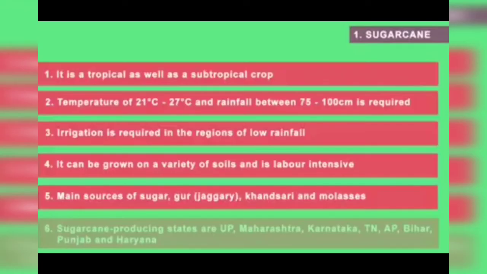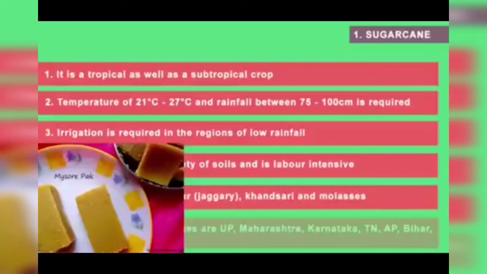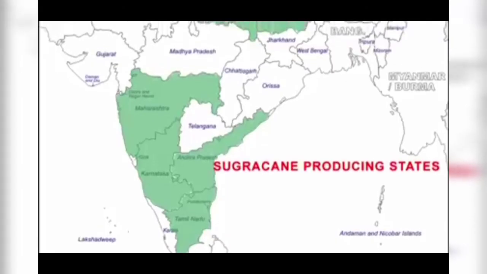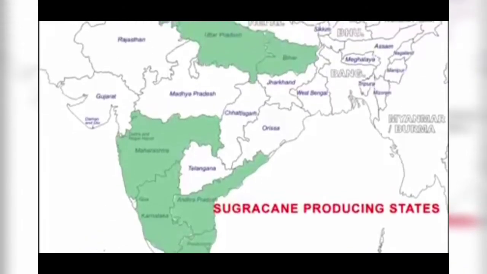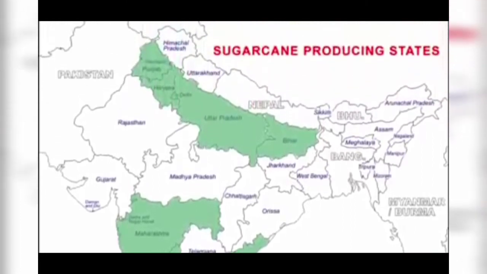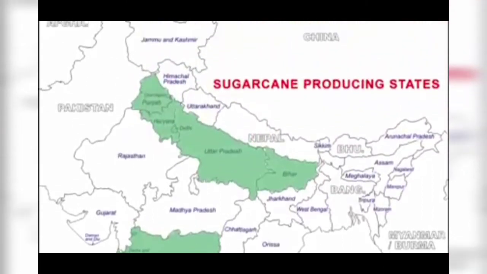Sugarcane acts as a raw material for sugar, gur that is jaggery, then khansari and molasses. The states that produce sugarcane are Uttar Pradesh, Maharashtra, Karnataka, Tamil Nadu, Andhra Pradesh, Bihar, Punjab and Haryana. And just remember this, Uttar Pradesh is the leading producer of sugarcane.